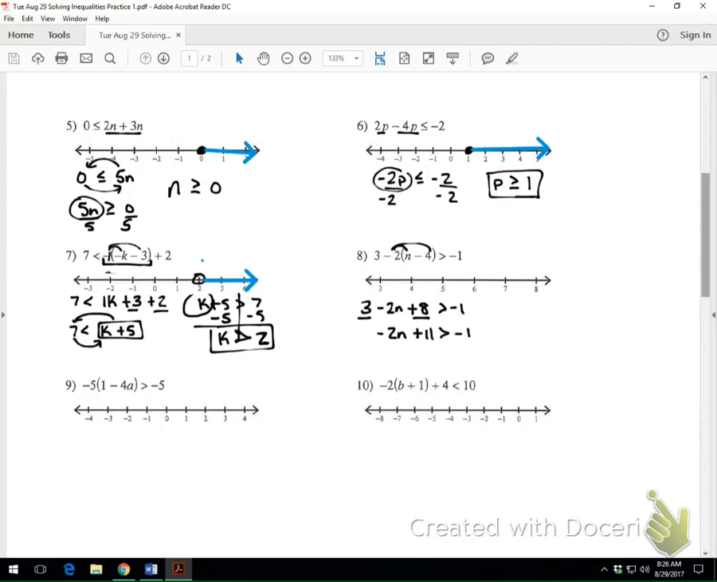Now what? Subtract 11. So I get negative 2n is greater than negative 12. Divide by negative 2. So I get n and 6, right? My n is negative, right? So I flip the sign. Okay, so open circle. Shade to the left or to the right? To the left.